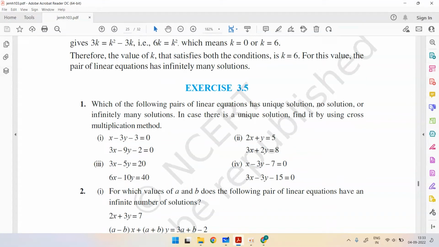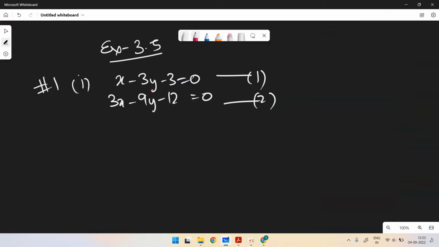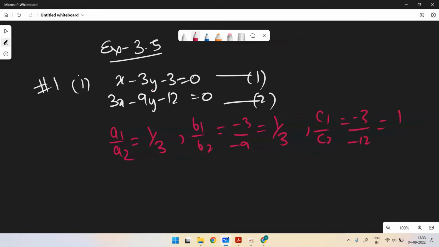Which of the following equations has a unique solution? Either no solution or, in case of a unique solution, find it. So first you need to check a1 by a2. This a1 by a2 is 1 by 3 here, b1 by b2 is minus 3 by minus 9, nothing but 1 by 3, and c1 by c2 is nothing but minus 3 by minus 12, which is 1 by 4.